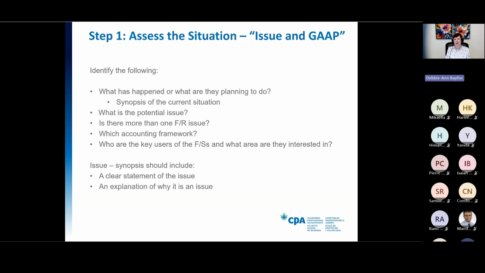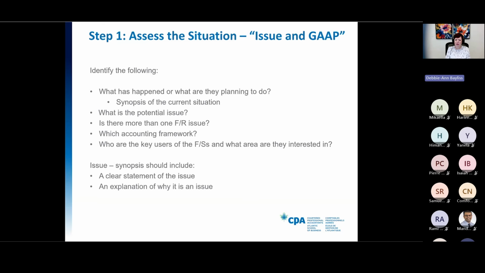What has happened or what are they planning to do? So make sure that you're very clear. Did they already perform a particular journal entry? Or are they just thinking of performing an entry? Because that makes a significant difference when it comes to your recommendation and when it comes to the recommended journal entry that needs to be performed, and the financial impact it will have.